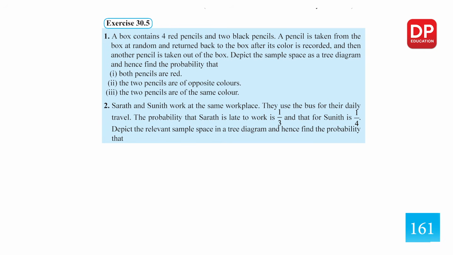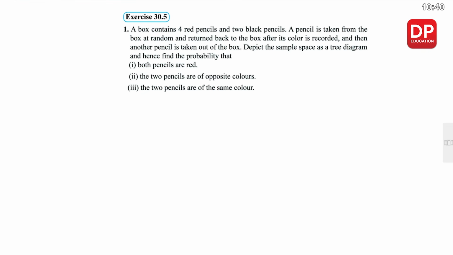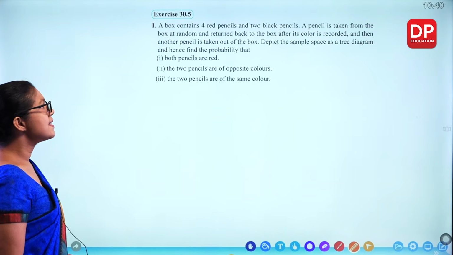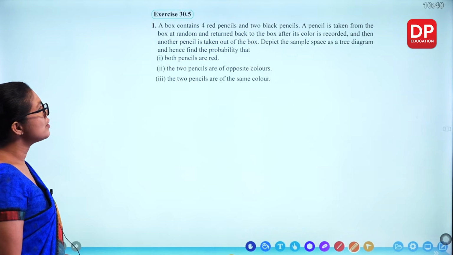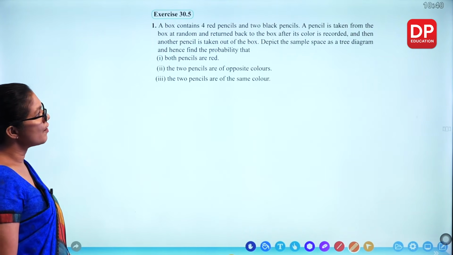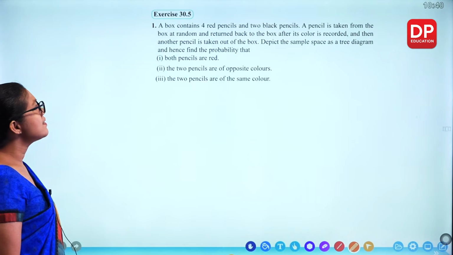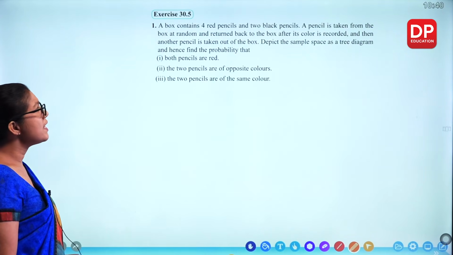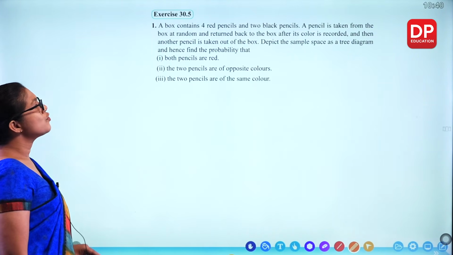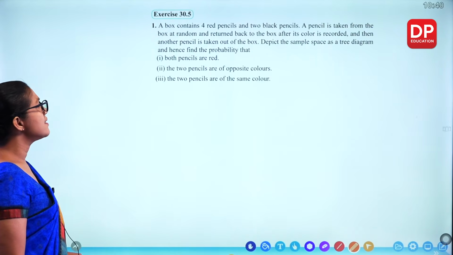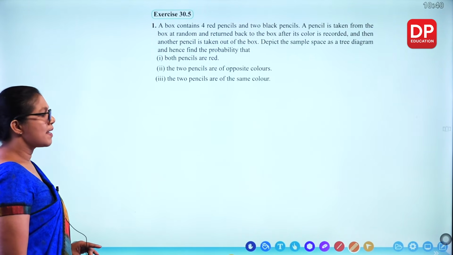Exercise 30.5. A box contains 4 red pencils and 2 black pencils. A pencil is taken from the box at random and returned back to the box after its color is recorded. And then another pencil is taken out of the box. Depict the sample space as a tree diagram and hence find the probability that both pencils are red, the 2 pencils are of opposite colors and the 2 pencils are the same color.